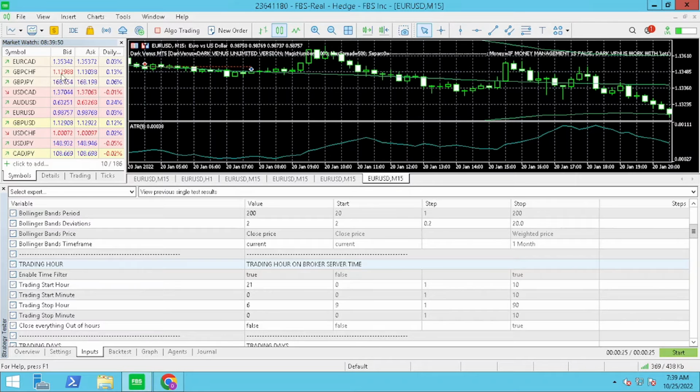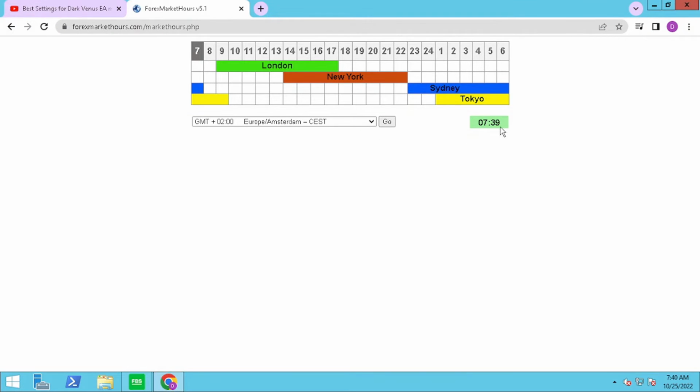So remember to adjust it according to your market watch or broker server time. It is very important to do it according to your own server time, so make sure to use the website as a guideline to what periods you will be trading.